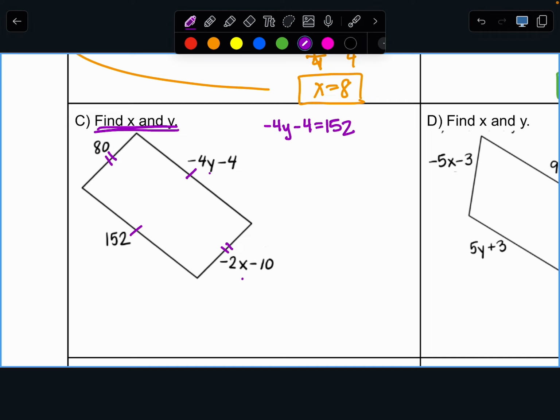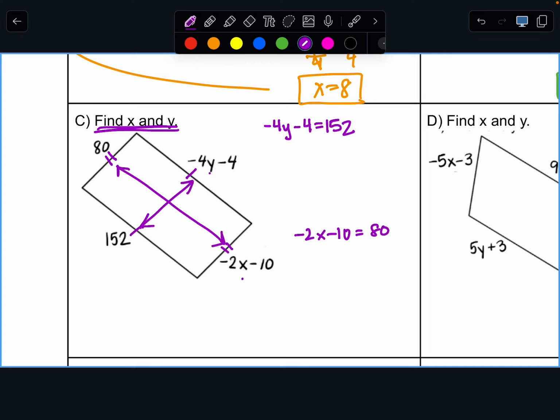No, I guess it works. And we solve that one. And then for the second one, we have negative 2x minus 10 equals 80. Because I know that these 2 go together and these 2 go together. That's it. The equation part isn't new. You've been setting up equations, solving all those things for a long time. The only part that's new is, how do you know what to write?